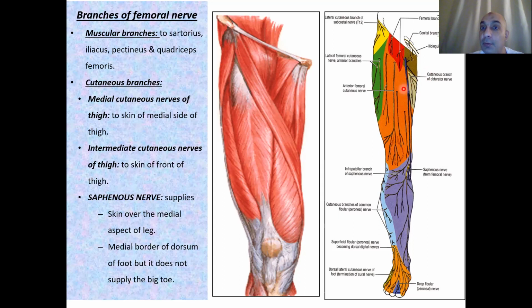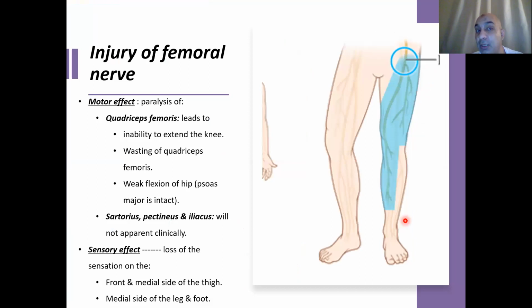So we have 3 cutaneous branches. They are named number 1, medial cutaneous nerve of the thigh. Number 2, intermediate cutaneous nerve of the thigh. Number 3, saphenous nerve. Finally, we have 2 articular branches. These branches accompany the muscular supply for quadriceps femoris, one to the hip joint and the other for the knee. So we have 4, 3, 2.